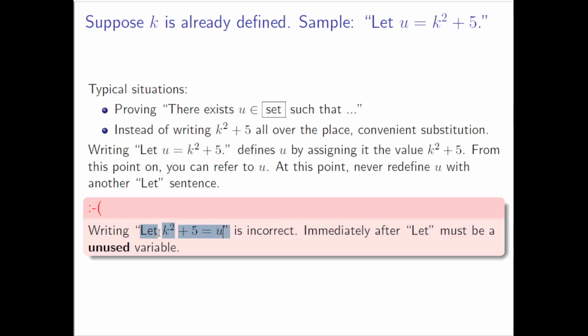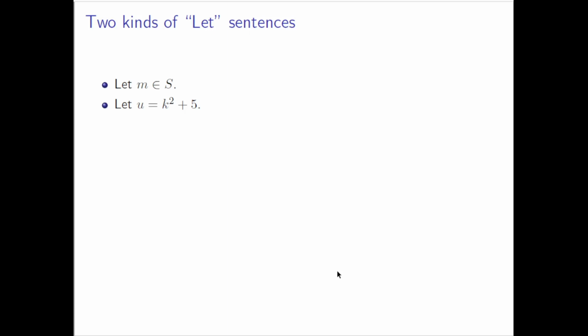Also, we should comment that writing let k squared plus 5 equals u is incorrect. This seems like it should be legal, right? Because there's the word let, and then you've got this equation, and it feels like you ought to just be able to switch the two sides. This is this rare situation in mathematics with an equal sign where the sides actually matter. The order of the sides matters. Immediately after the word let, you must have a new and unused variable.